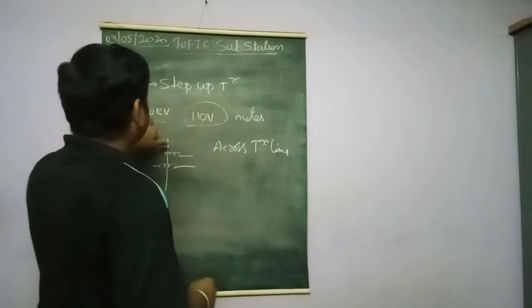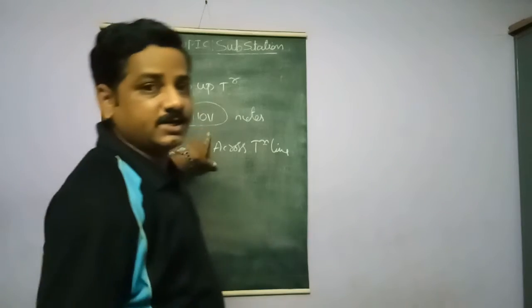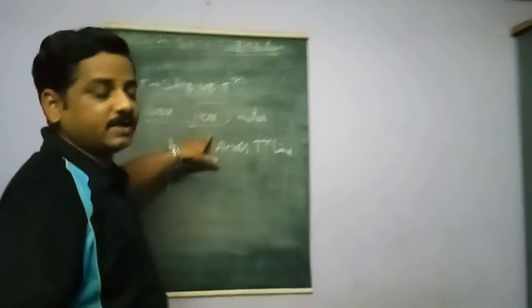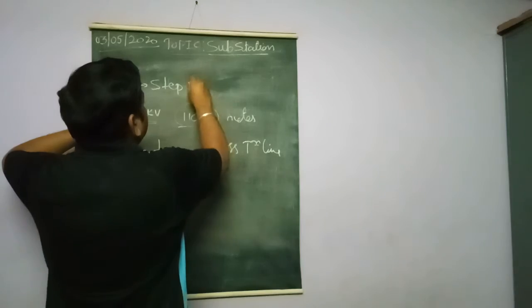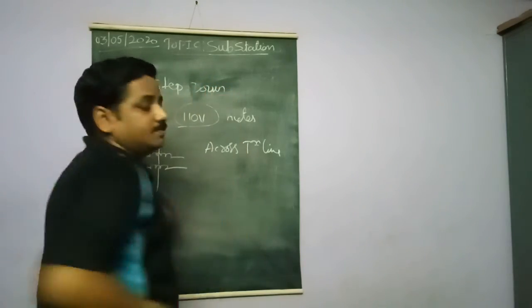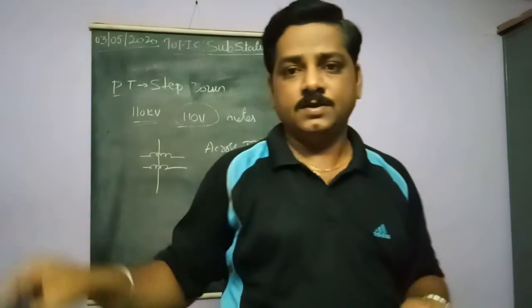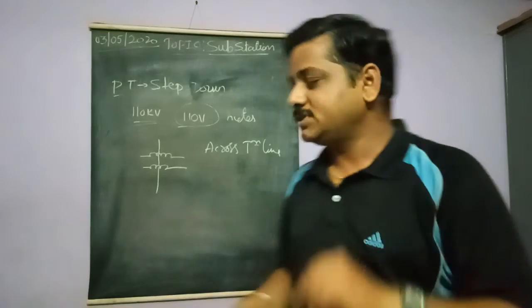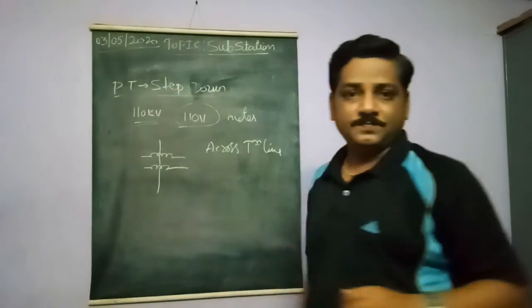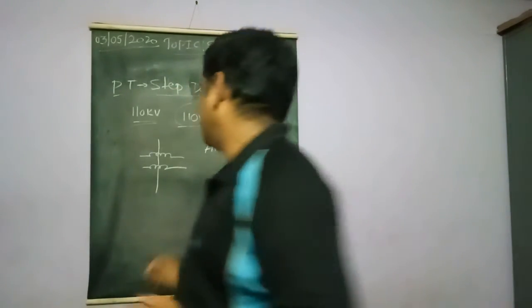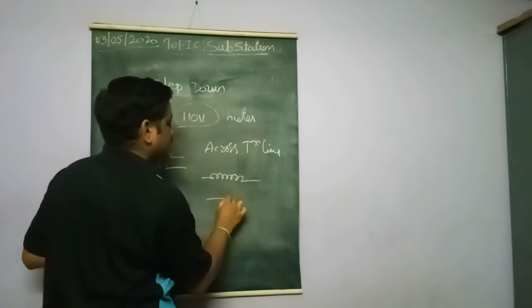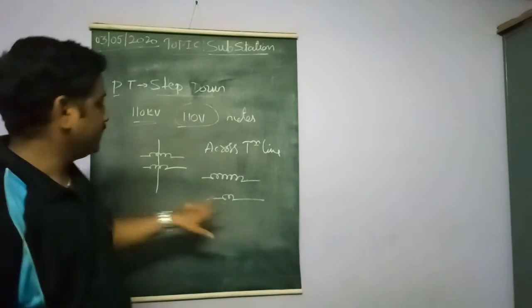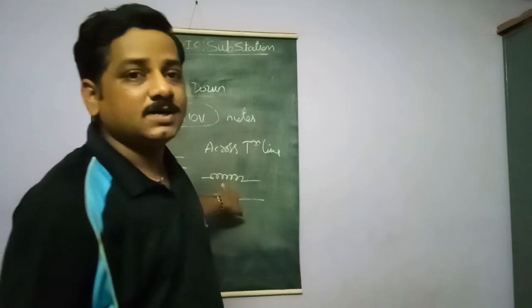Say 110 kV should be reduced to 110 volt. So we are reducing it, so it should be a step down transformer. We name it step down or step up based on voltage, not based on current. Based on voltage we name it. So we use a step down transformer. It indicates that the primary will have more number of turns and the secondary will have fewer turns. Here, more number of turns, and I want more voltage.